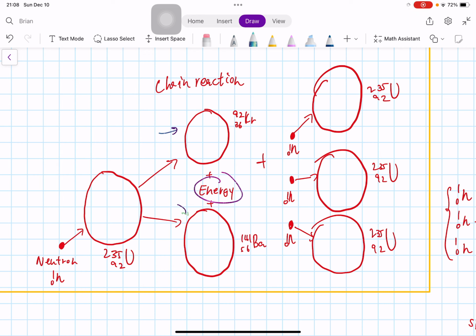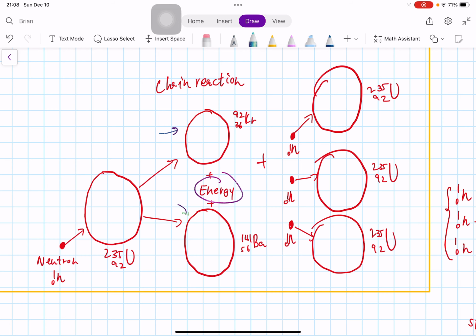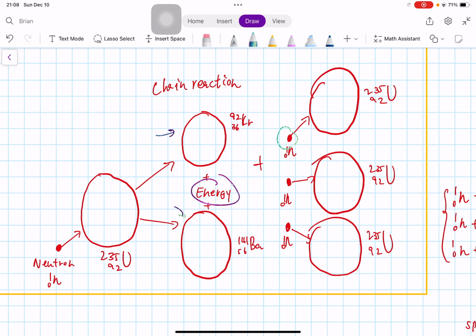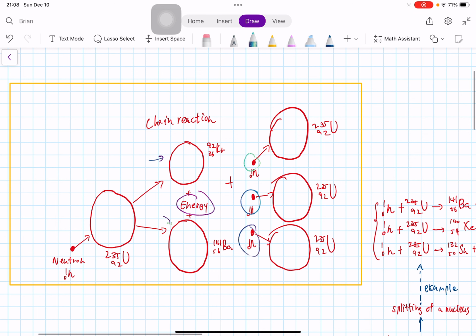And we could use this energy in empowering the nuclear energy. But what's more interesting is that it forms 3 extra neutrons. And these 3 extra neutrons would attack another 3 atoms of uranium, and these 3 uranium would break apart.